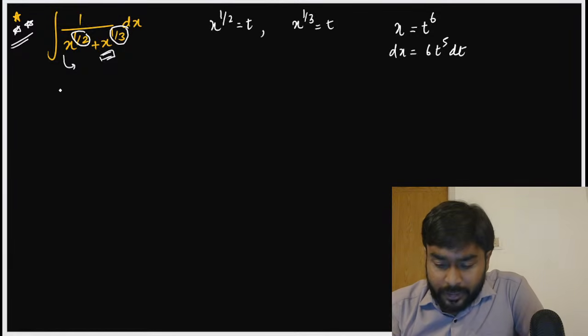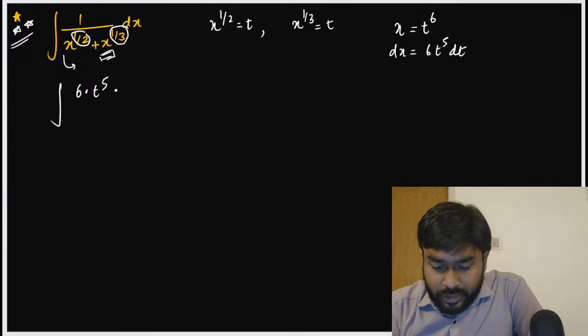Okay, so this we will write in the numerator: 6 into t power 5 dt. In the denominator, what can you write? x power 1 by 2. x, I am saying, is t power 6. So x power 1 by 2 will be what? t power 6 power 1 by 2. So this will become t power 3.